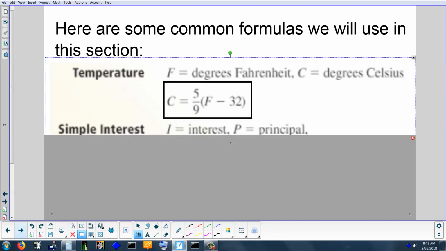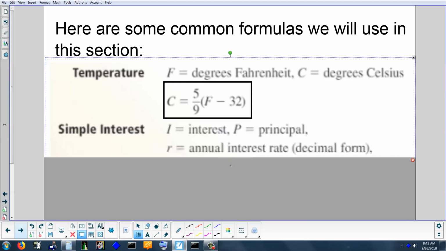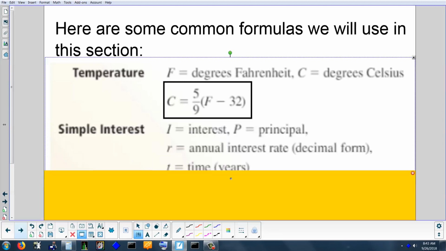Okay, so we're going to do an example. I think we'll get to one that has temperature. Not sure. Okay, this is a formula. I know we use one of those, I'm just not sure which one. Okay, so here's a formula for interest.